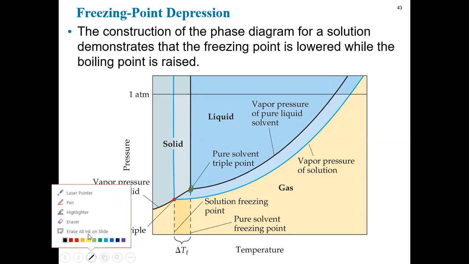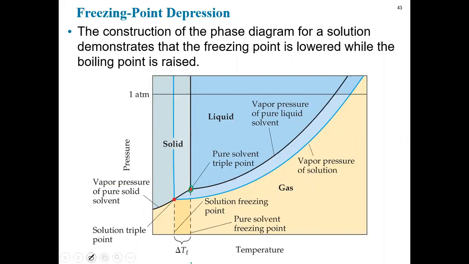In the next few slides, we are going to learn how to calculate the boiling point elevation, these two points here, which we call delta TB. We will learn how to calculate delta TB, and then how to calculate delta TF.